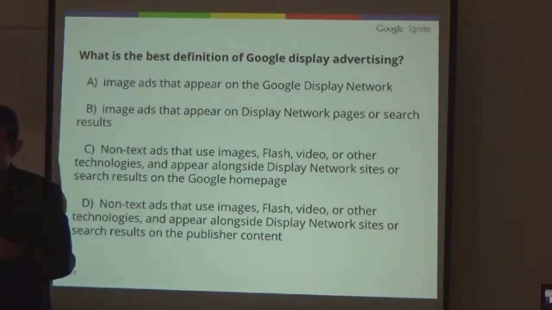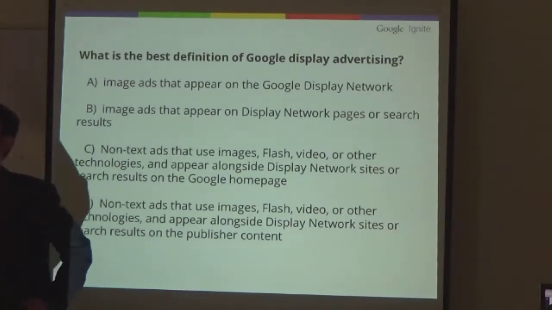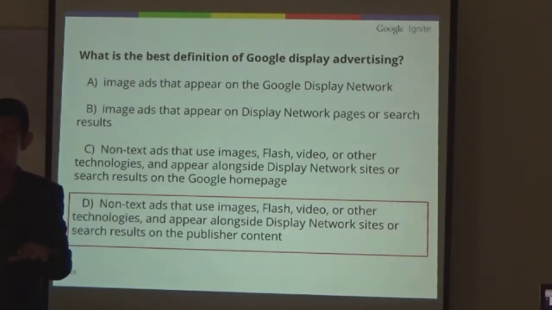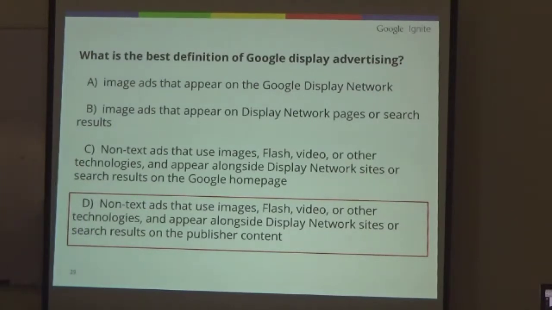How about C? Non-text ads that use image, flash, video technology appear alongside display or search results on the Google homepage. Alright, so mark it on your answer sheets there. The last answer is about having all those image, flash and video ads that appear on the display network, on the publisher content on the website itself. You will not be able to find it on search results. Right, take note of that.